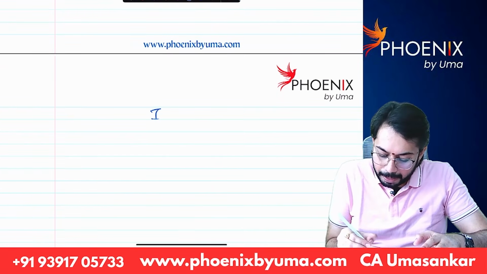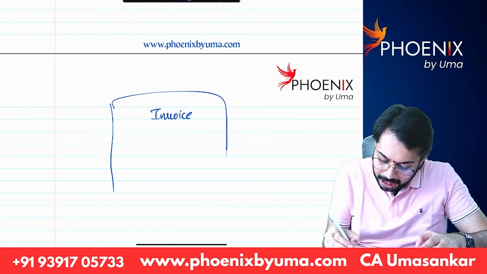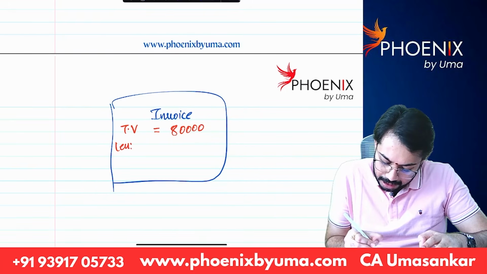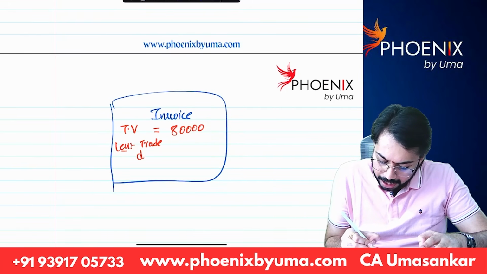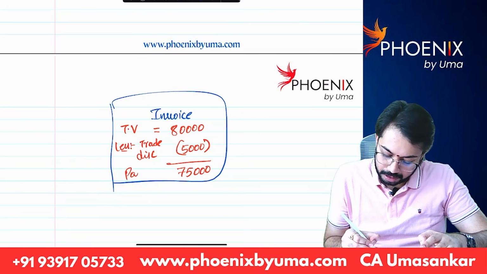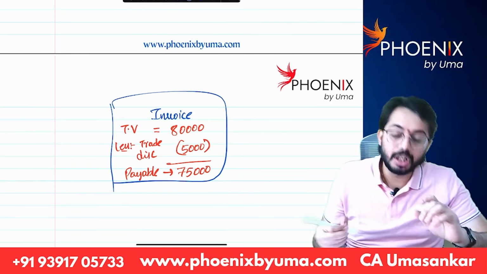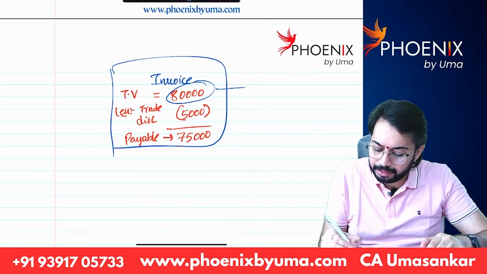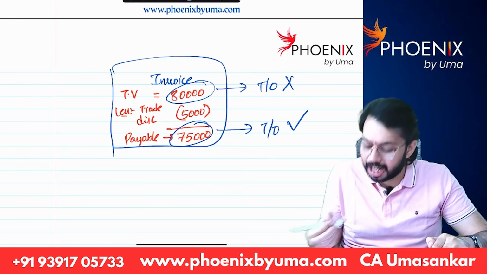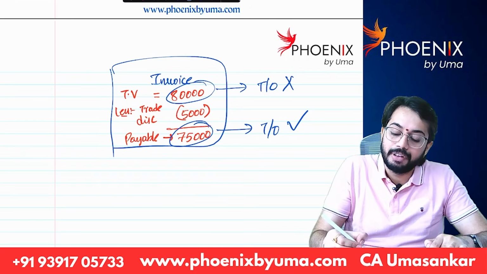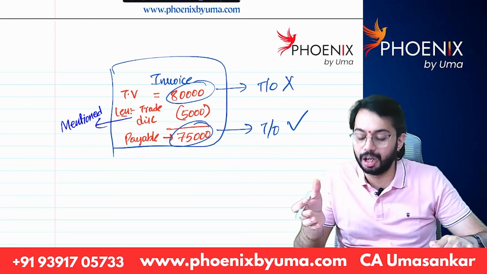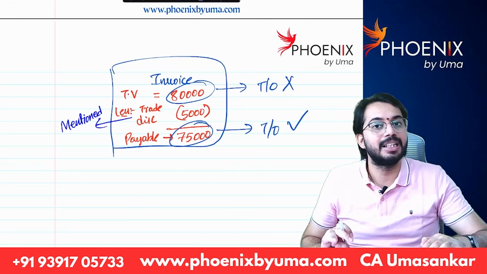What do you mean by this? Let's say invoice will be prepared. In invoice it was written like this: taxable value 80,000 less trade discount 5,000. 75,000 is payable. Now the point is whether 80,000 is treated as turnover or whether 75,000 is treated as turnover. 80,000 is not treated as turnover, 75,000 is treated as turnover. If trade discount is clearly mentioned in the invoice, then exclude that discount. After excluding it, whatever the balance is there, only that will be taken as turnover. Okay.